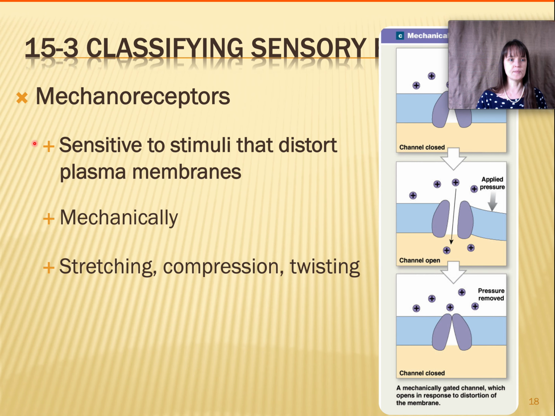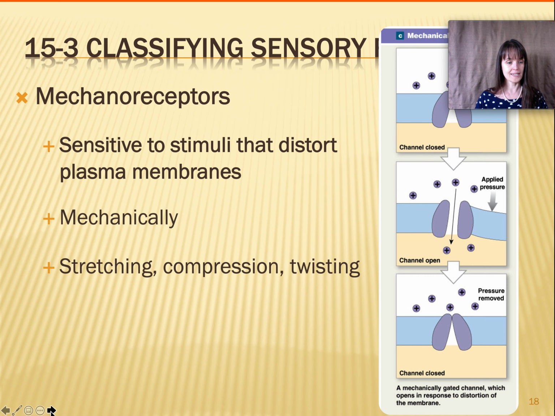Next, mechanoreceptors are sensitive to stimuli that distort the plasma membrane. We have here in the side, if you can see it, a mechanoreceptor, which is normally closed. That's what the first picture looks like. And then when you apply pressure to one side, you bend that cell membrane and open that ion channel. These ions are rushing in. This must be sodium and depolarizing the inside of the cell. So they are mechanically gated, meaning you just physically have to push to open them. They respond to stretching, compression, and twisting.